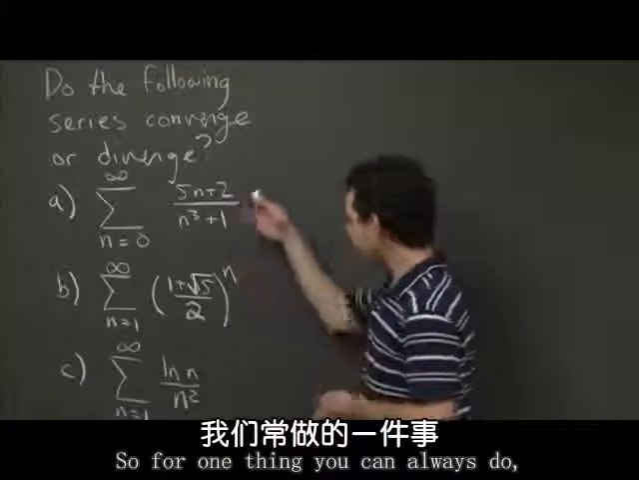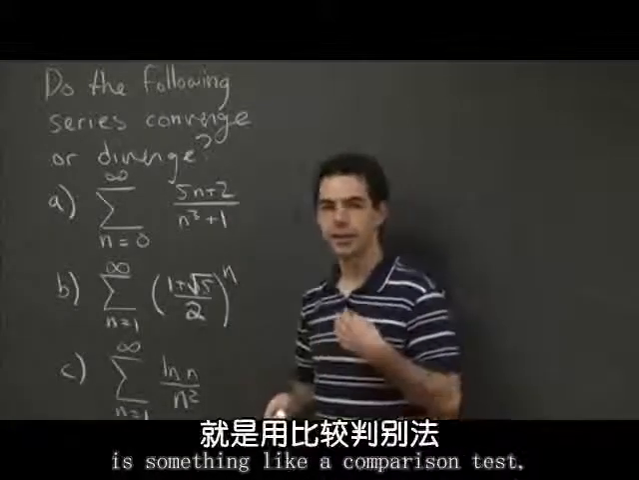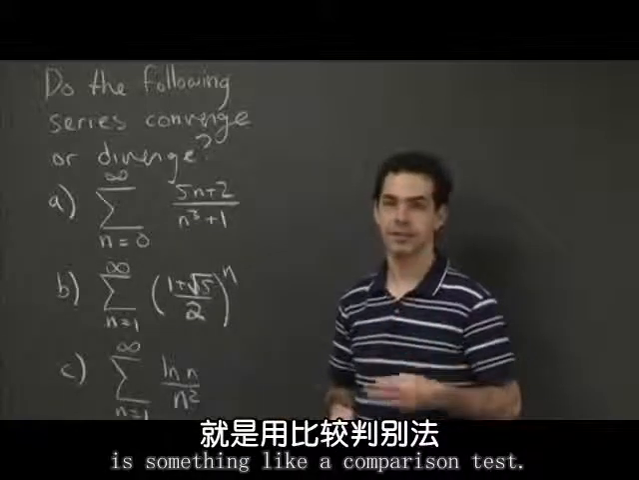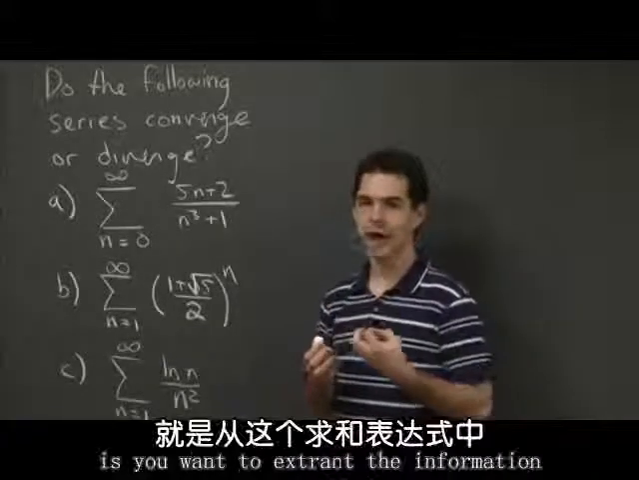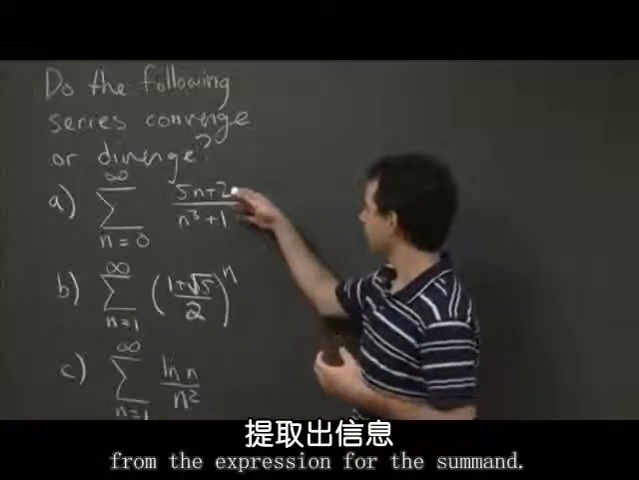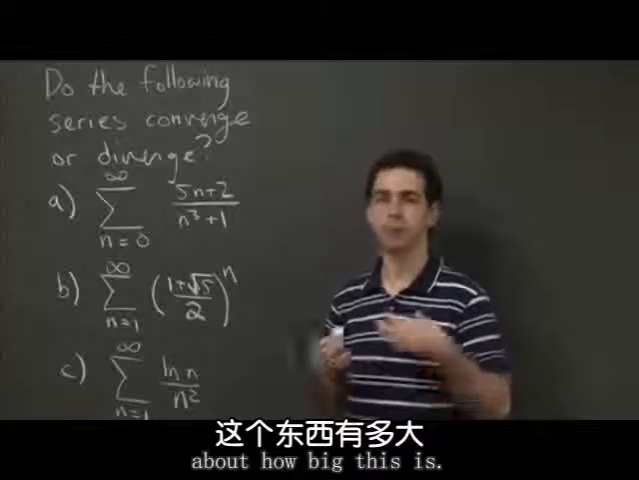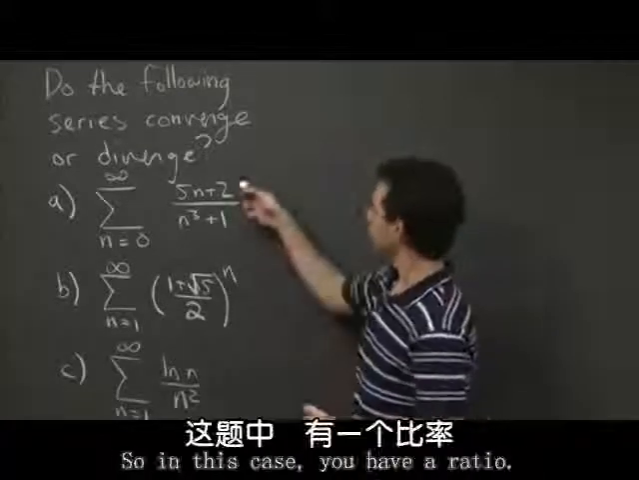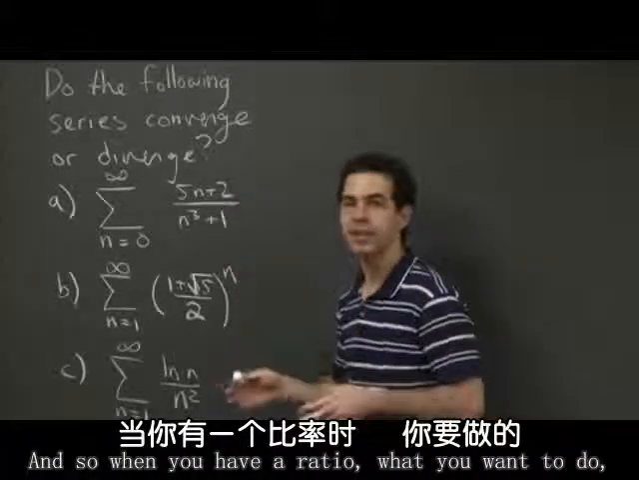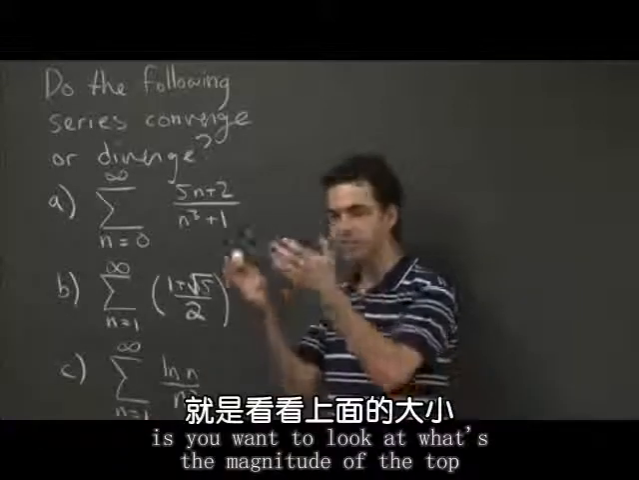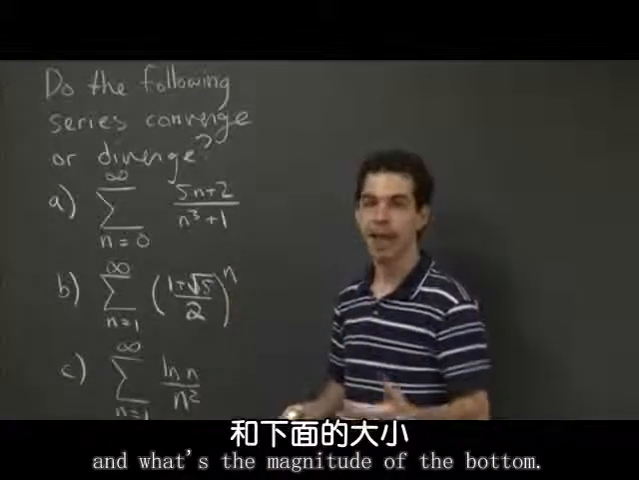One thing you can always do is something like a comparison test. What you want to do there is extract the information from the expression for the summand. You want to figure out about how big this is. What are the important parts of it? In this case, you have a ratio, and when you have a ratio, you want to look at the magnitude of the top and the magnitude of the bottom.